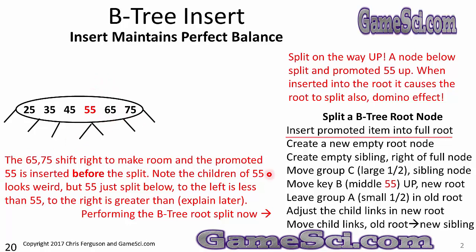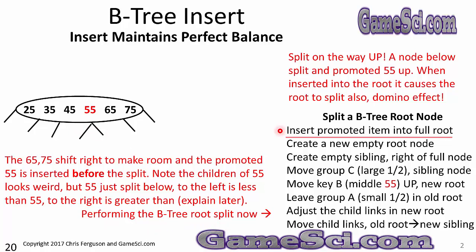Note, the children of 55 look weird. See these 2 links here? It looks weird because 55 just split below, and the left is less than 55, and the right link is greater than 55. We'll explain this a little later, but basically it's because 55 moved up, and these are the 2 children of 55. Let's perform the B tree root split now.